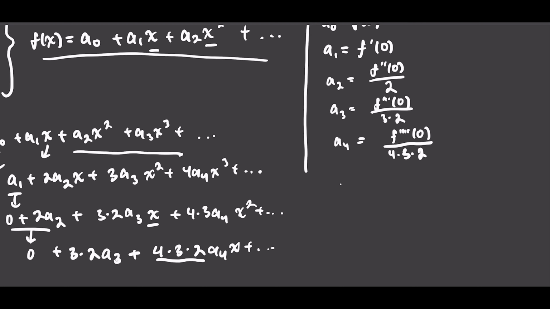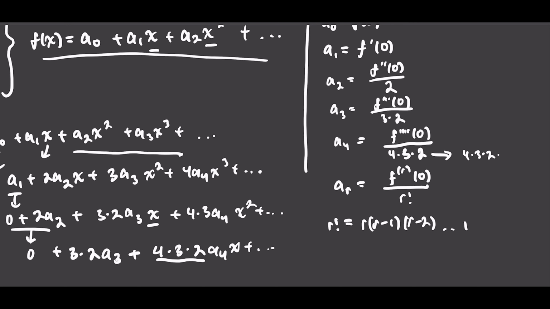And we can see that the rth coefficient is equal to the rth derivative of f of 0 over r factorial, because r factorial is equal to r times r minus 1 times r minus 2, and so on until 1. As we can see, this is 4 times 3 times 2 times 1, 3 times 2 times 1, 2 times 1, and this is just 1.